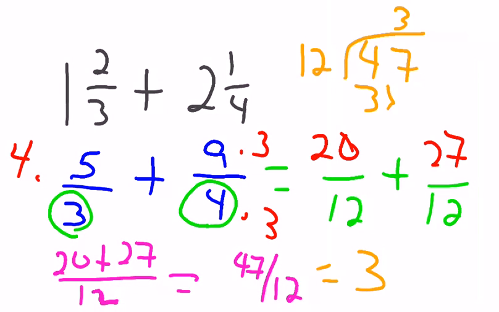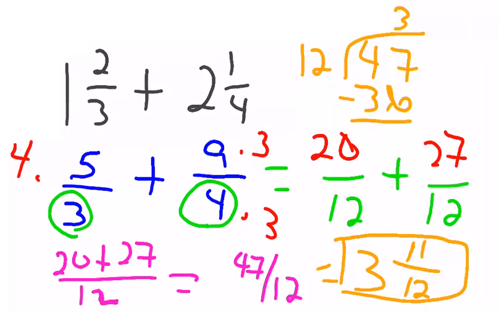And so that's 36, and then we want to subtract, and so 47 minus 36 is 11, and so that becomes our numerator over the 12. We keep the same denominator. So she needs 3 11/12 cups of sugar.